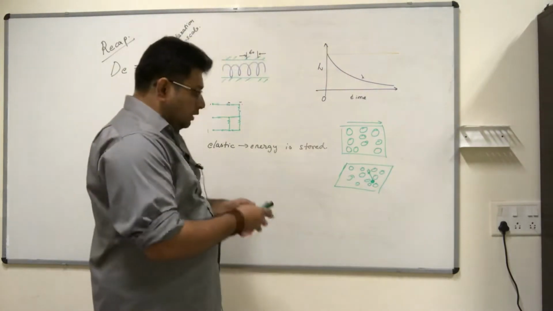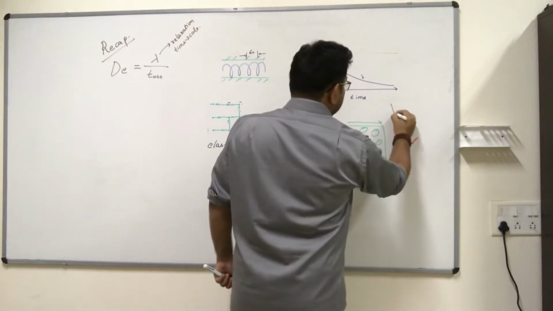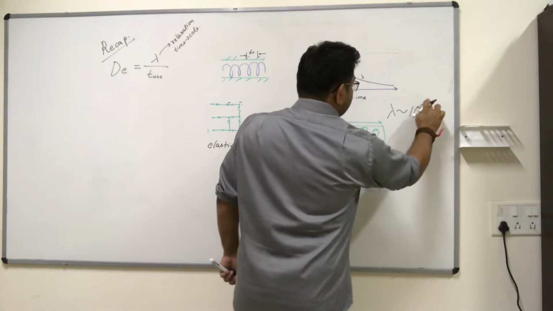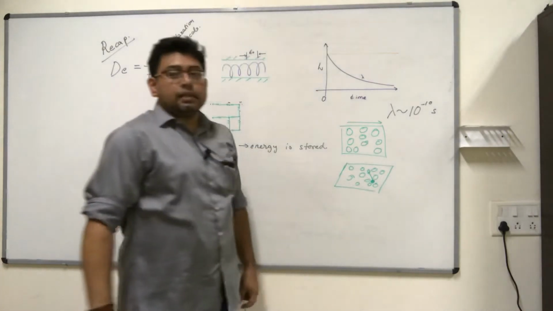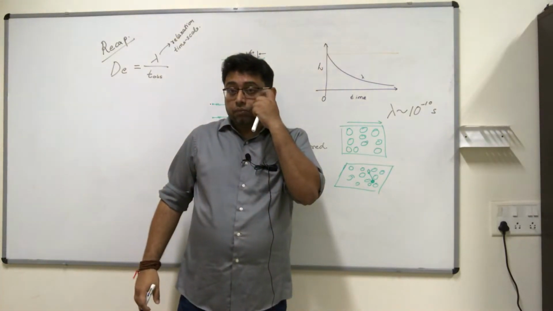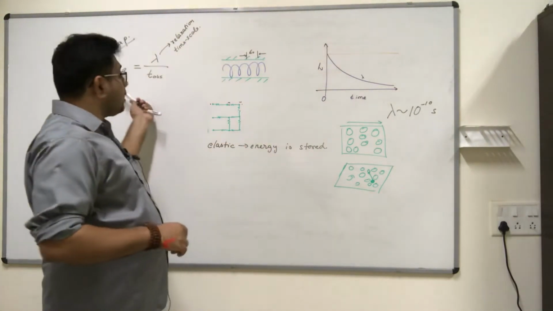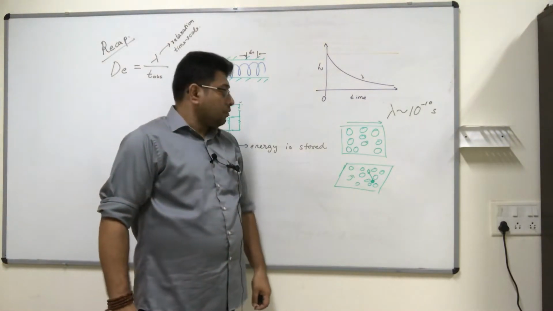Now there are statistical mechanics ways of estimating what this lambda is for simple fluids, and this lambda can be shown to be of the order of 10 to the power minus 10 seconds or minus 9 seconds for most simple fluids. So the rearrangement is really fast. So for us the Deborah number is 0, for the fluids.